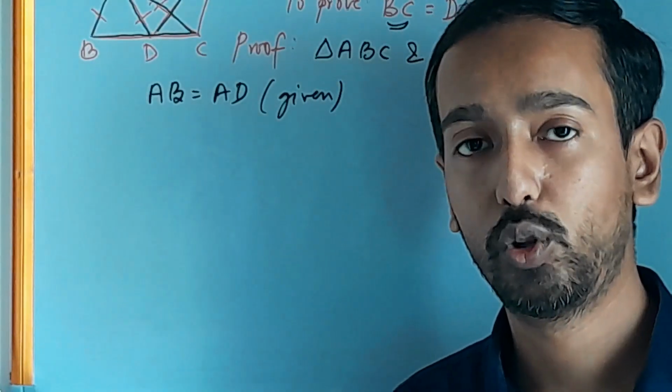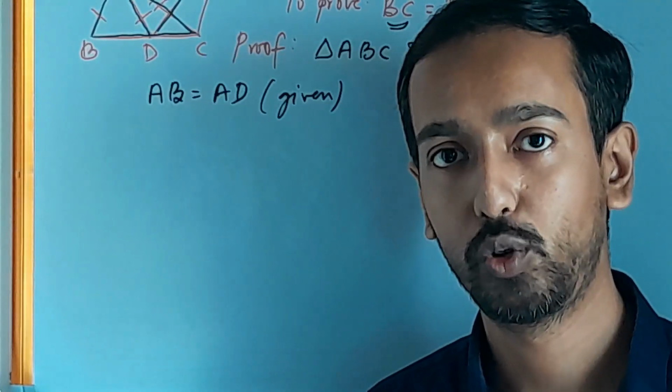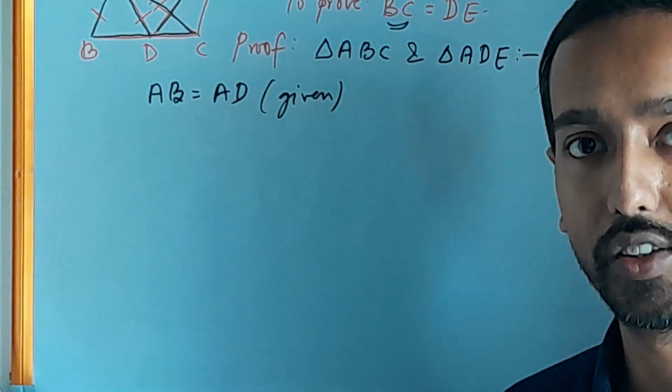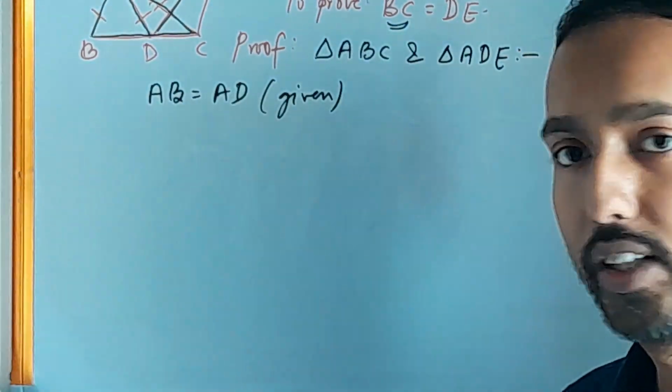So those conditions which are given in the question, we should use those conditions first and then move on to those parts which we have to prove. So first of all, let's start with those conditions that are given already. So here AB is equal to AD, it is already given in the question, so we have written that first.